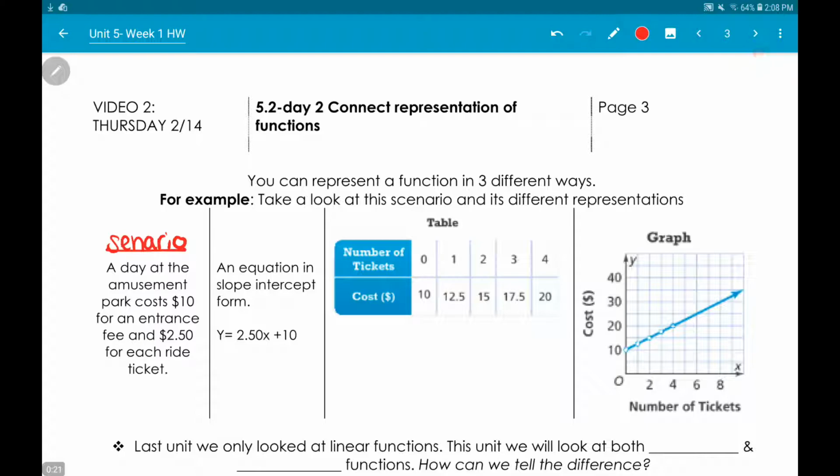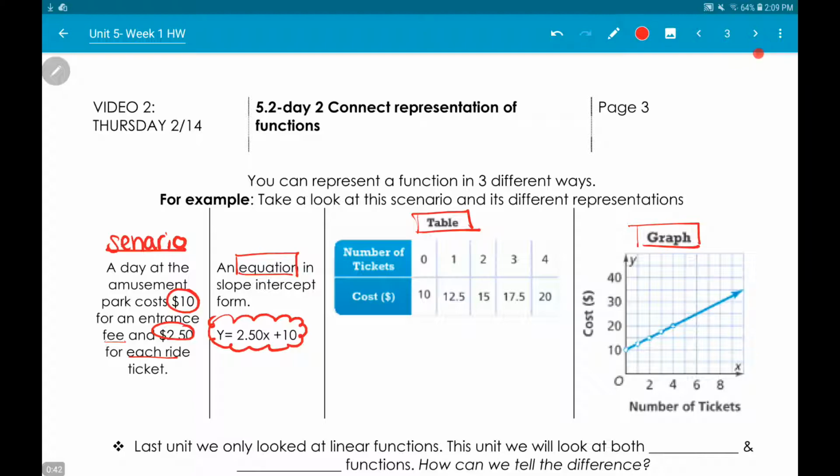A day at the amusement park costs $10 for an entrance fee and $2.50 for each ride. We can represent that as an equation, as shown here. You should be familiar with that from last unit. We can also represent it as a table. And lastly, we can represent it as a graph.